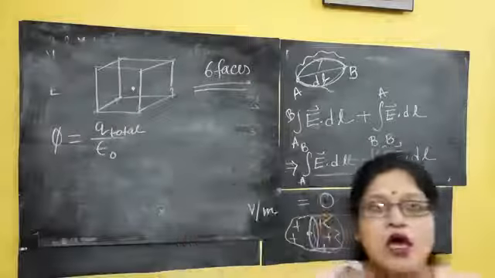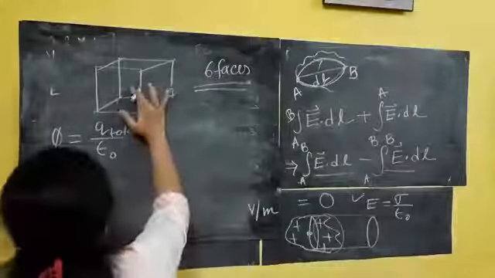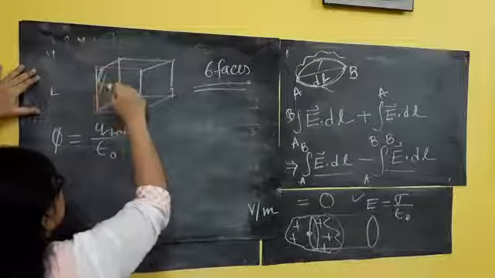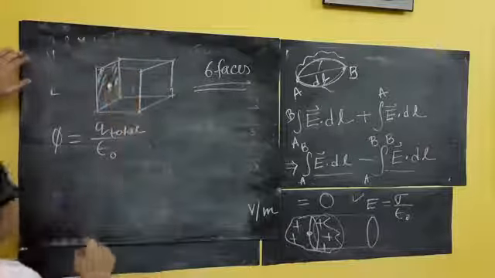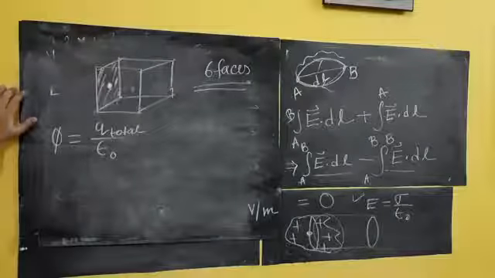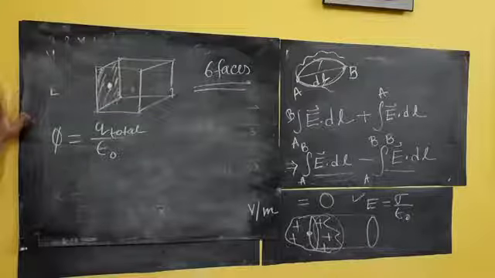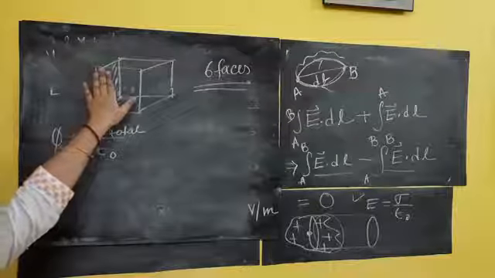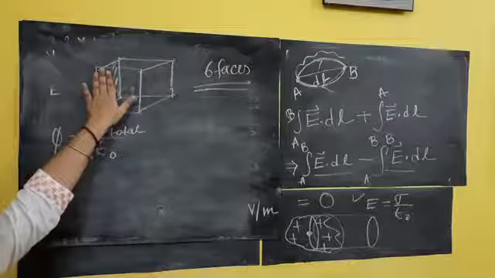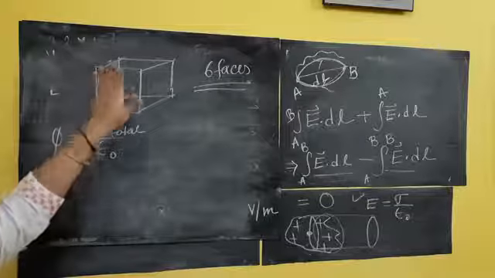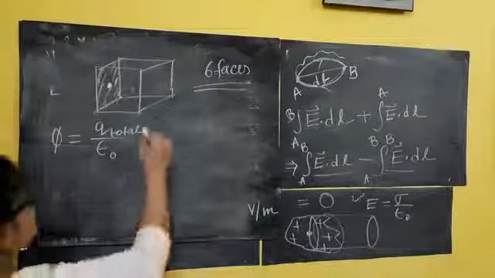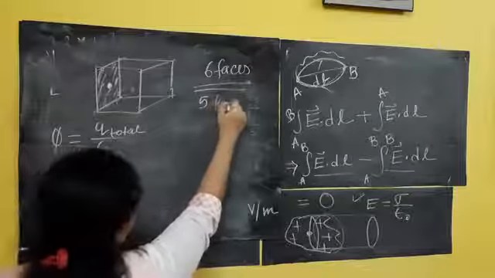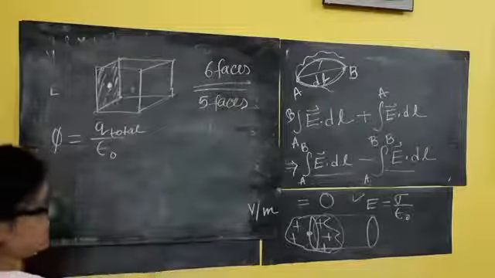No confusion. Now suppose instead of here I am keeping my charge over here at this surface. So this is my surface. Clear? So when this is my surface, how many faces remain there? Because charge is itself here, that surface I will not consider for my flux calculation. So how many surfaces remain there? 5. One surface gone, means right now I am having 5 faces only.